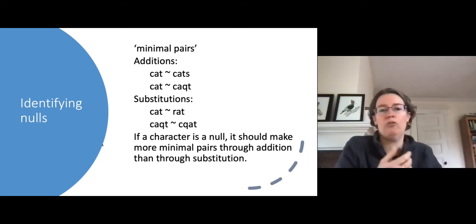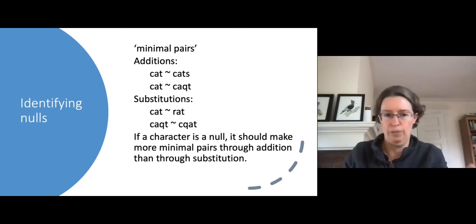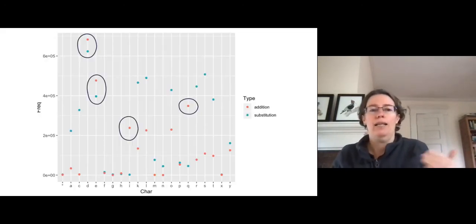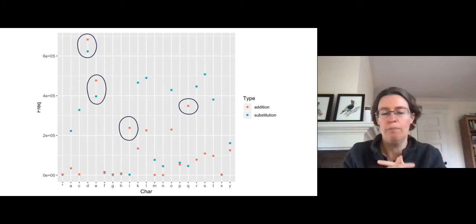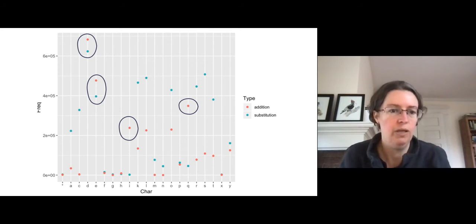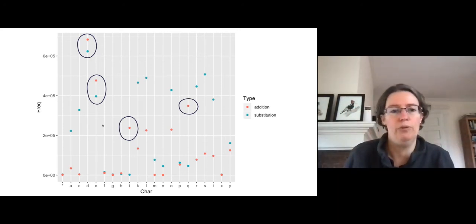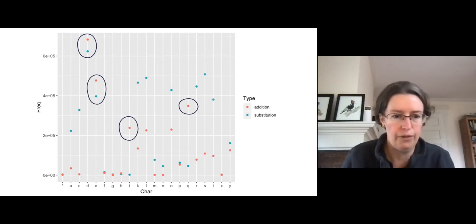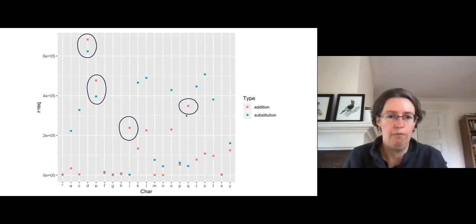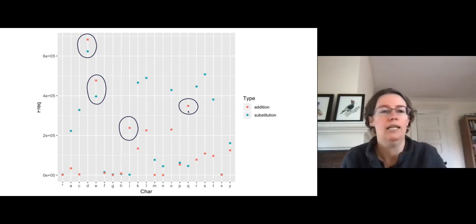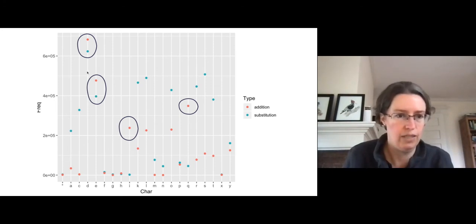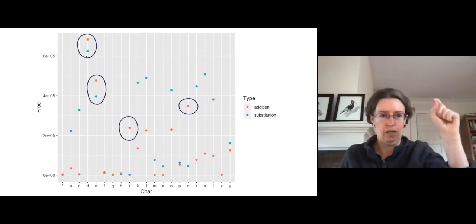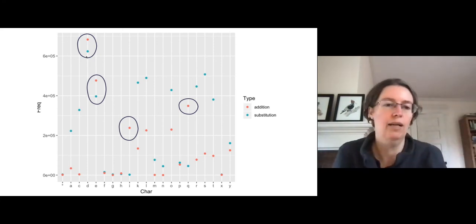But if a character is a null, we might assume that it would make more minimal pairs through addition than through substitution. And so what we can do is look at Voynichese characters and see what types of minimal pairs they are involved in, and what the rate of substitutive minimal pairs is versus those involving addition. And we actually have 4 characters which are involved primarily in making minimal pairs through addition rather than substitution. So for the thing that's an I, it's substantial, and for Q here, which is the 4 in EVA, it's substantially different, whereas for the E, which looks like a C, and the D, which looks like an 8, those are both frequent characters, but more frequently used in addition.